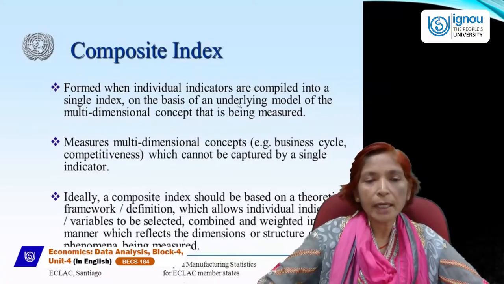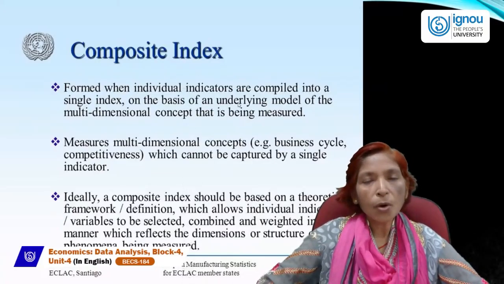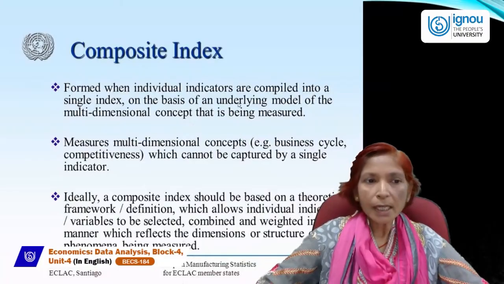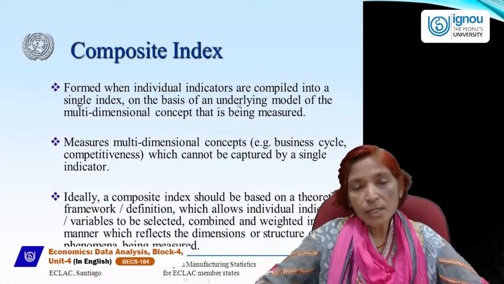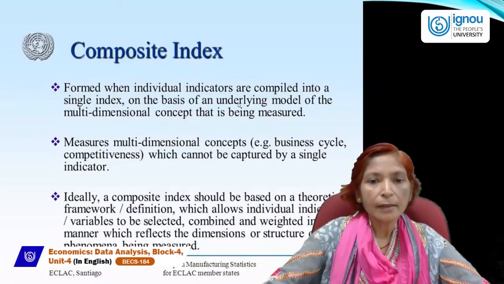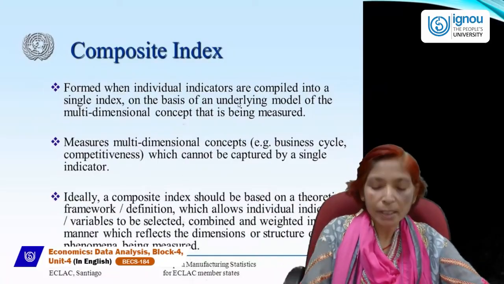So a composite index number always studies more than two variables or more than two dimensions. A single index generally studies only a single unit or single item. But a composite index is a multi-dimensional concept that is being measured by this method.